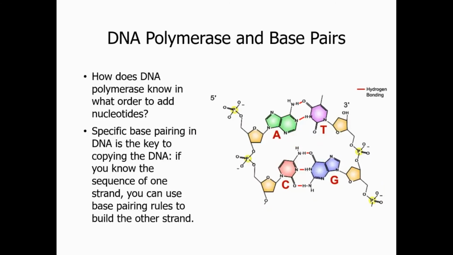All right. So how does the DNA polymerase know in what order to add the nucleotides? So we talk about that, right? It's based on complementary base pairing. So if DNA polymerase reads this as an A, it will add a T in here to pair with the A. Okay, so this is how it works.